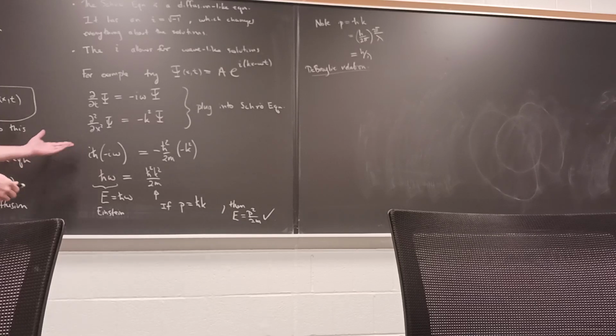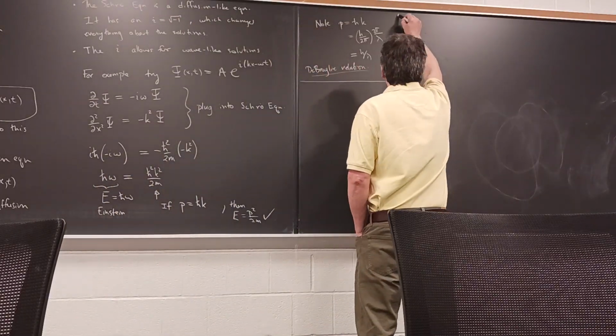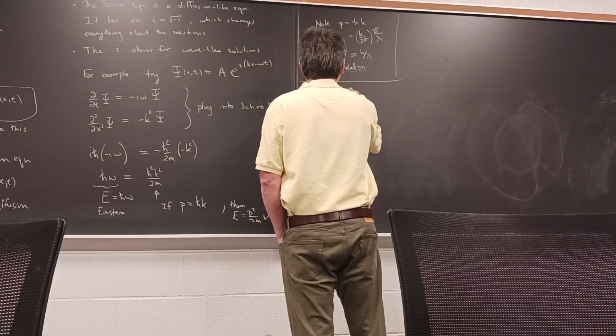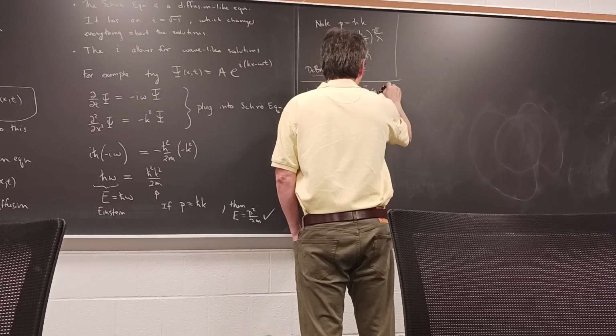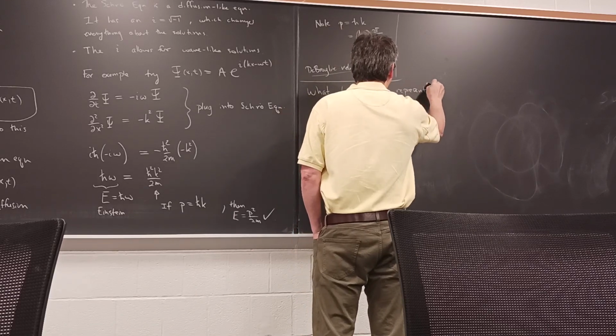Okay, so the Schrödinger equation does admit a traveling wave solution, but it also has this really bizarre diffusion characteristic. So we want to understand what that is. So what does psi of x and t represent?